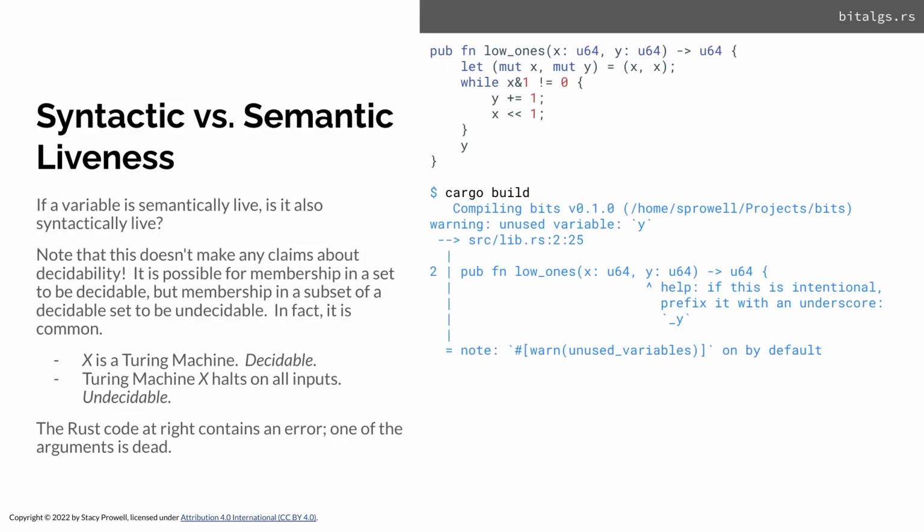Over here on the right, we've tried to build our little Rust program, and you can see Rust has done the analysis to let us know that we do in fact have a variable that is not live, and that variable is y. Y is not live. If you look up here, you'll see that we add 1 to y, we return y. It looks like it's live, but then up here we see the error. We've assigned x and y to x and x, and so the y that came in is never used.